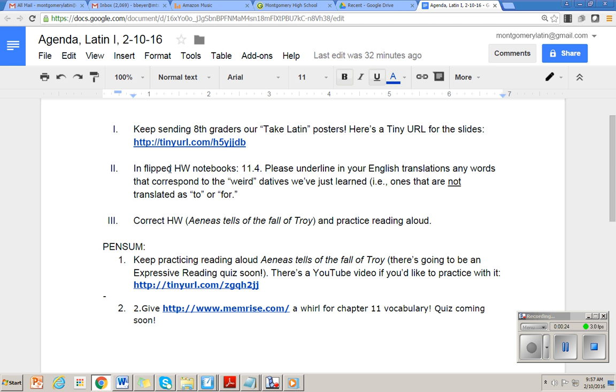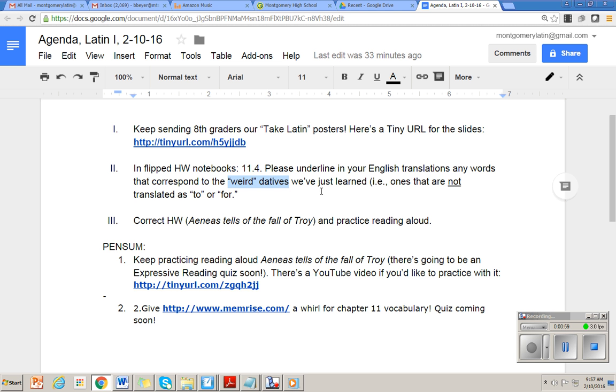Okay, next, in your flipped homework notebooks, I asked you to write an English translation of 11.4. In addition to writing out an English translation, I asked you to underline any of the weird uses of the dative. That is to say, any datives which we're not going to translate into English as to or for. I'm sure you remember the normal translation of the dative case is to or for.